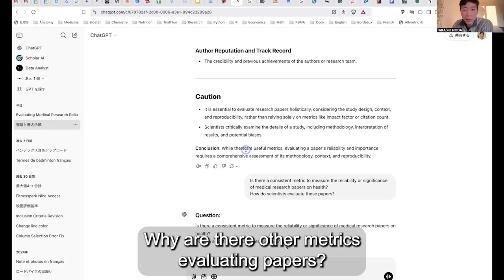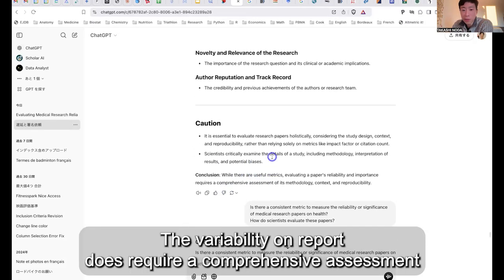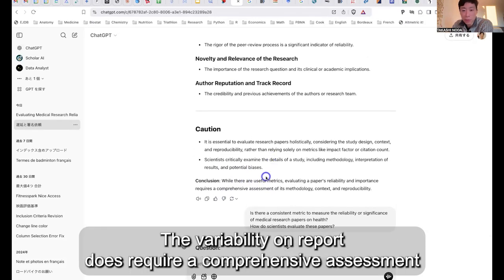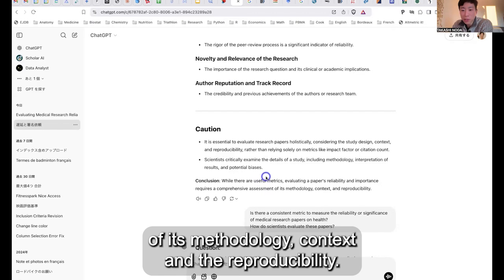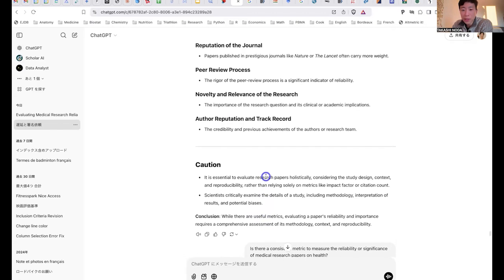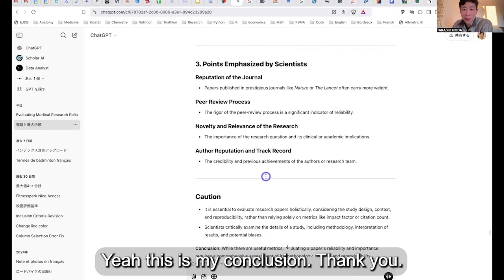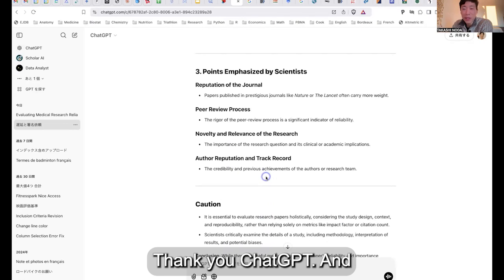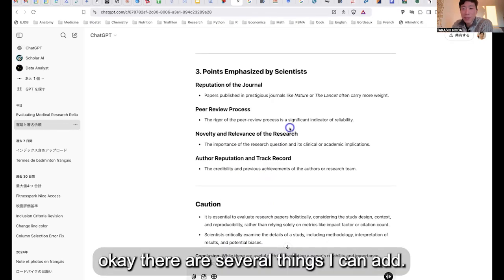Conclusion: while there are useful metrics, evaluating papers' reliability and importance requires a comprehensive assessment of methodology, context, and reproducibility. Yeah, this is my conclusion. Thank you, ChatGPT. And yeah, there are several things I can add.